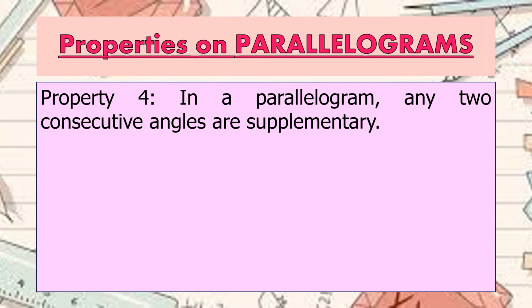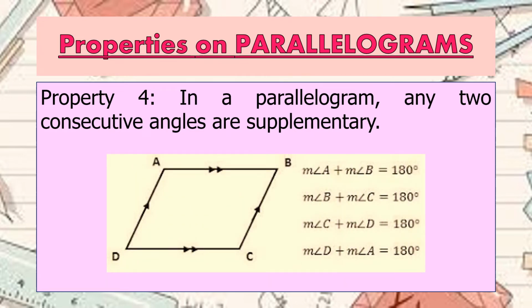For the fourth property, in a parallelogram, any two consecutive angles are supplementary. So, let us analyze. Ano ba kapag sinabing consecutive? So, we have discussed that nung tayo ay nagdi-deal sa radicals, kapag consecutive, magkasunod. So, here we have A, B, C, D. So, si A and B ang magkasunod. Next, B, C, sila magkasunod din. C, D, magkasunod din sila. A, D, magkasunod din sila. So, meaning, ang ating consecutive angles are A and B, B and C, C and D, and A and D.